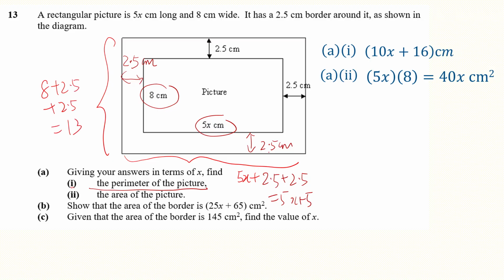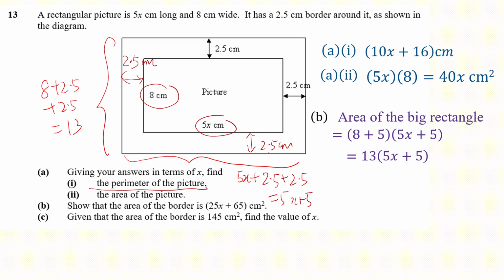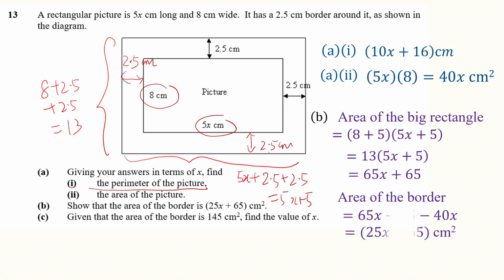Right. So this is what we have, the area of the big rectangle. And you expand it to get 65x plus 65. And then we're going to use the area of this big rectangle to subtract the area of this picture, which is basically 40x. So therefore, the area of the border will be 65x plus 65 minus 40x. That gives you 25x plus 65, which is what they asked us to show. So shown.